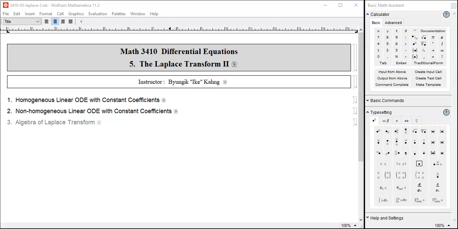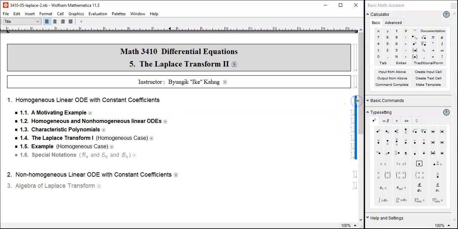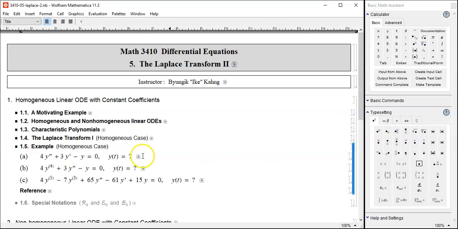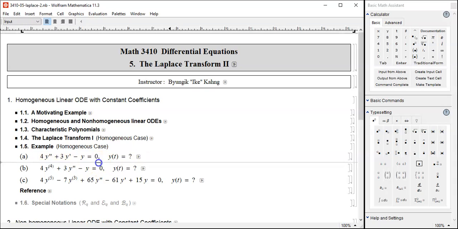Hello students, welcome back. We did some motivation example and some theory. Now it's time to do some real examples. How about some problem like this? Alright, so what did we discuss?